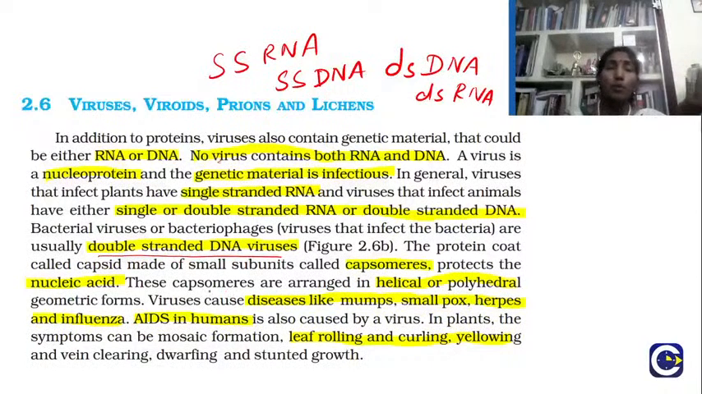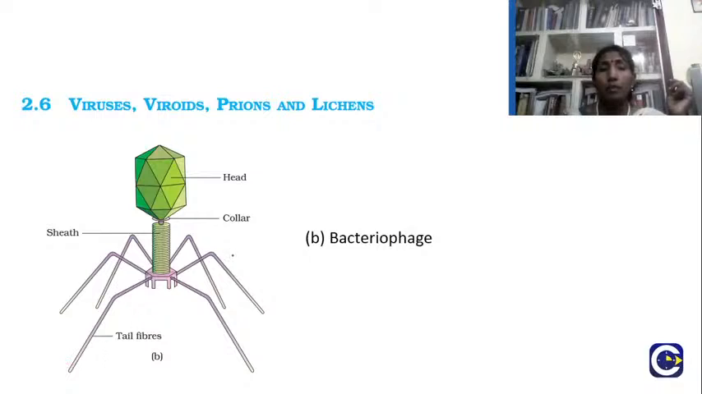We studied many viruses in human health and disease, all of which cause disease. AIDS, the HIV virus, is also a virus. In plants, mosaic formation, leaf rolling, curling, yellowing, dwarfing and stunted growth are all because of viral infection. Okay, so look into the bacteriophage.